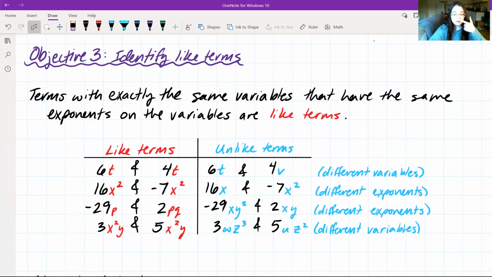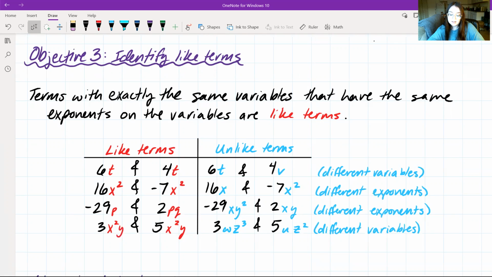Moving on to objective 3, we want to identify like terms. Terms with exactly the same variables that have the same exponents on the variables are like terms. This just means that if you have constants, so numbers without variables, those are like terms. Something that has the same variable and the variable has the same exponent. So if you have something like 6t and 4t, those are like terms. They have the same variable and they both have an exponent technically of 1.